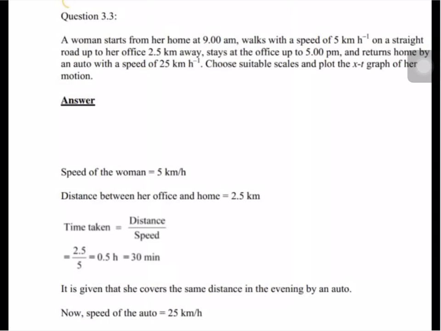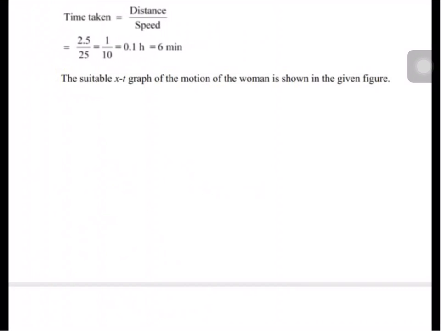It is given that she covers the same distance in the evening by an auto. So the speed of the auto is 25 km per hour. Time equal to distance by speed. So 2.5 by 25 equal to 1 by 10, that is equal to 0.1 hour, equal to 6 minutes.